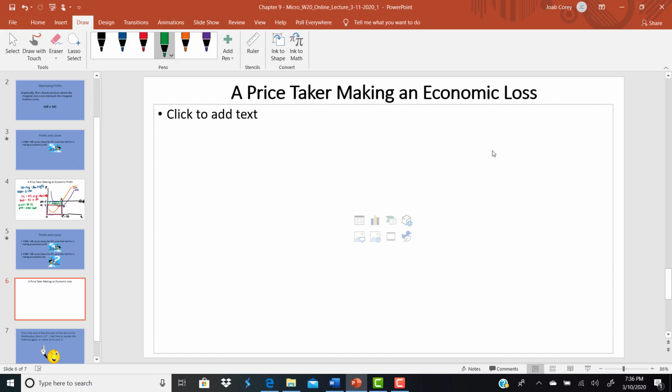Well, we're going to switch views here so that I can use my different colors. We're going to see if we can do this one a little bit neater, although I'm not making any promises.